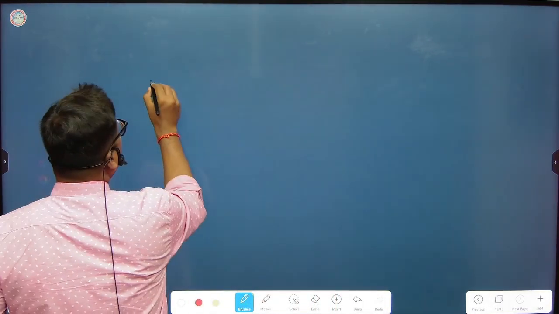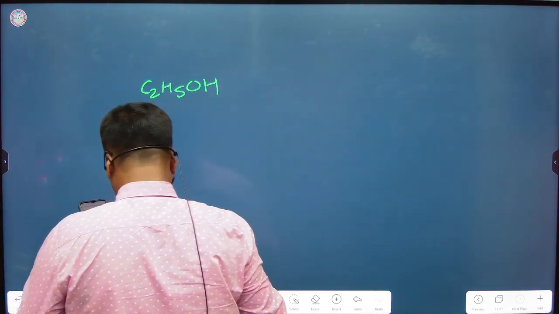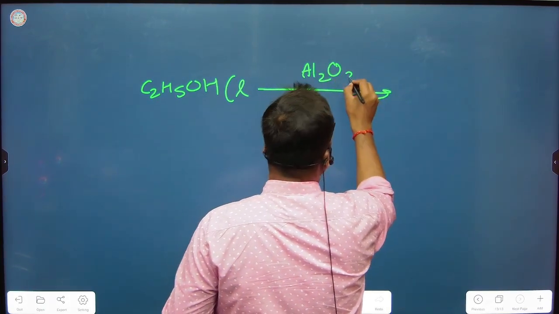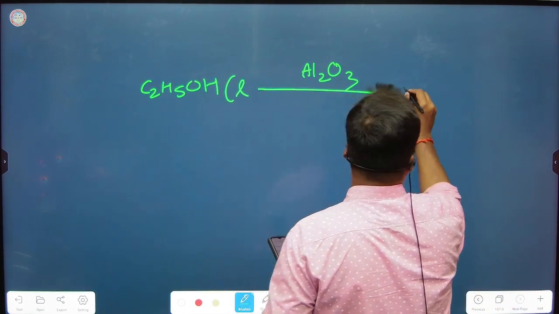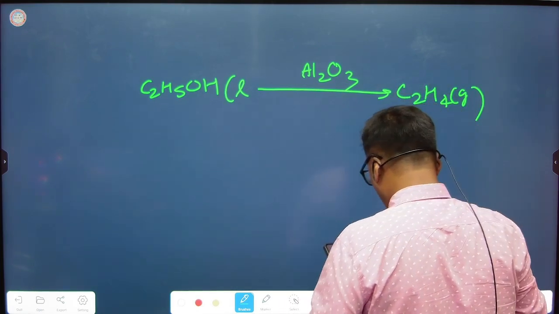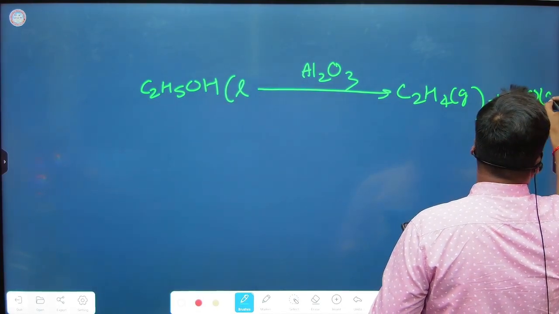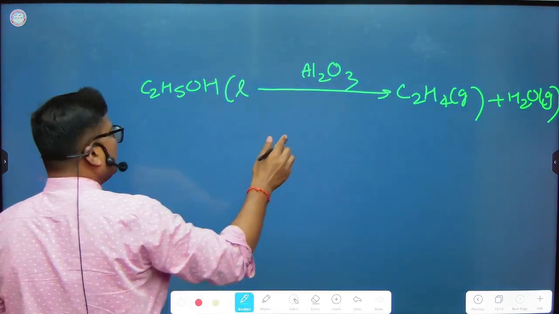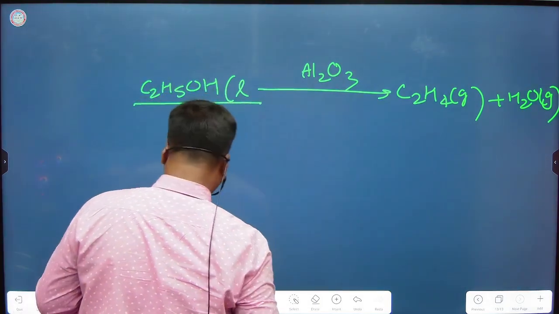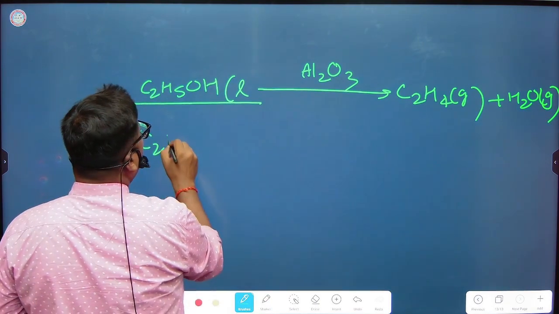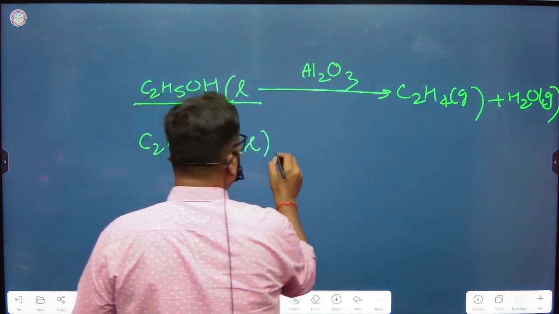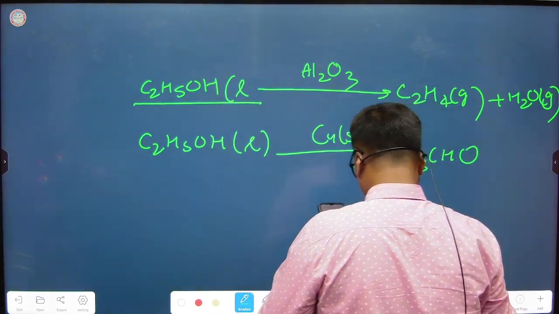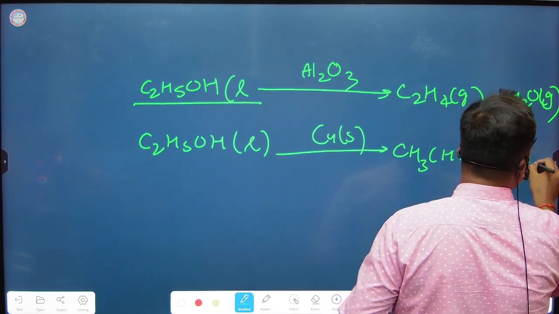So suppose we have ethanol, that is C2H5OH, right? This is in liquid state. What happens in the presence of Al2O3, that is in solid state? It will be converted into C2H4 in the gaseous phase, and H2O will also be in gaseous phase, right? This is what happens in the presence of this aluminum oxide, the conversion of ethanol. The same conversion of ethanol, C2H5OH in liquid state, in the presence of copper solid will form CH3CHO plus H2. This is gaseous, plus this is H2 gas.